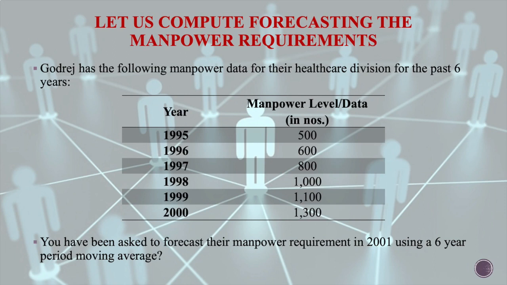You can see in our slide, which is created for their healthcare division for the past 6 years, ranging from 1995 to 2000, wherein you will find the manpower level data. So if you are asked to forecast their manpower requirement, because they have given the data from 95 to 2000, and they are asking to forecast the manpower requirement in 2001 using a 6-year period moving average.